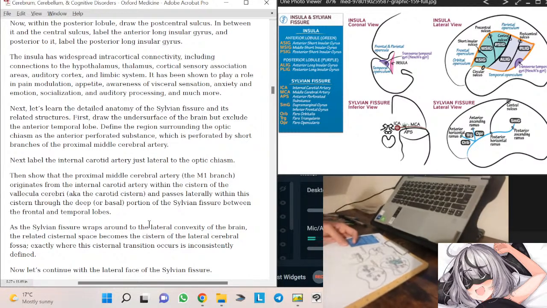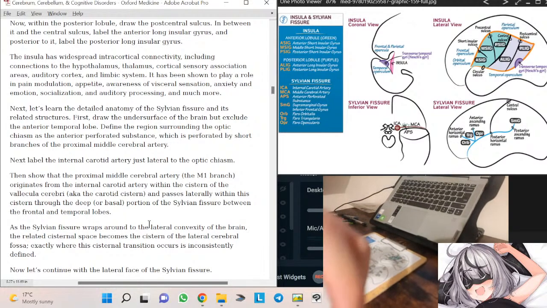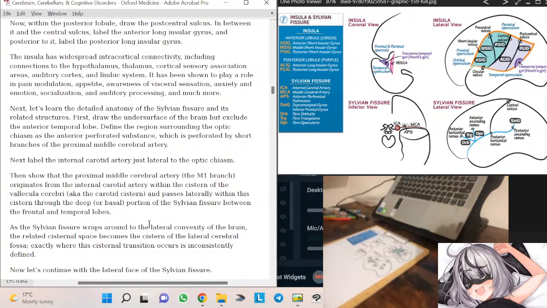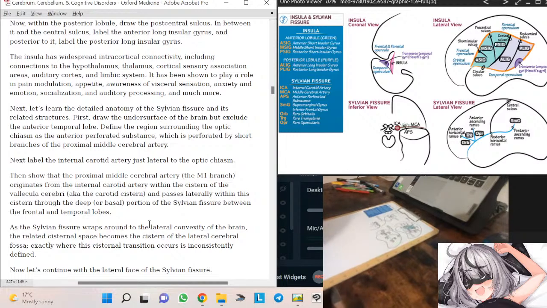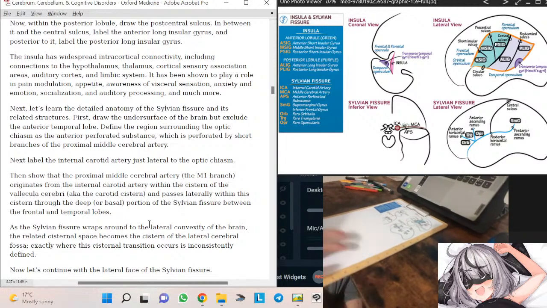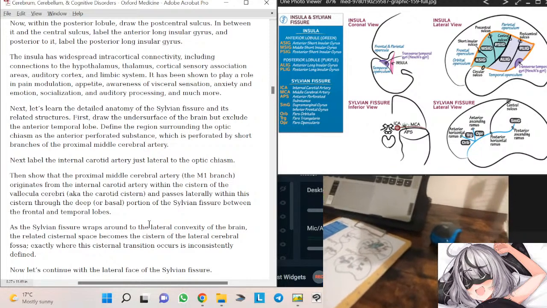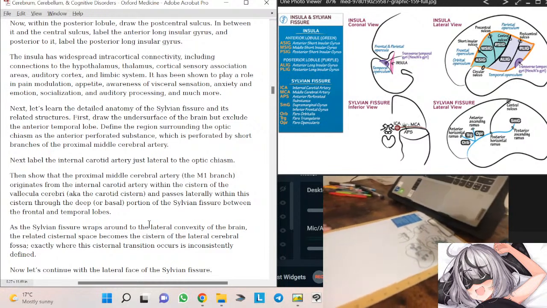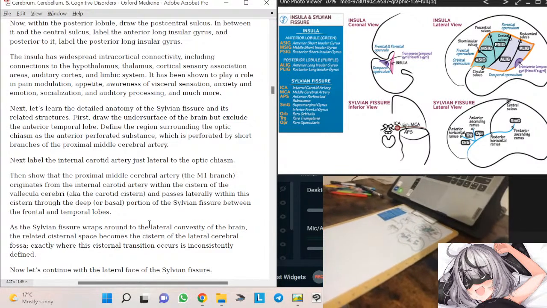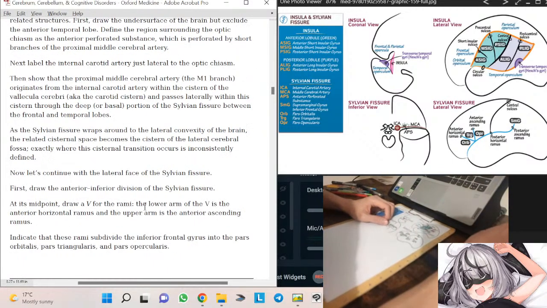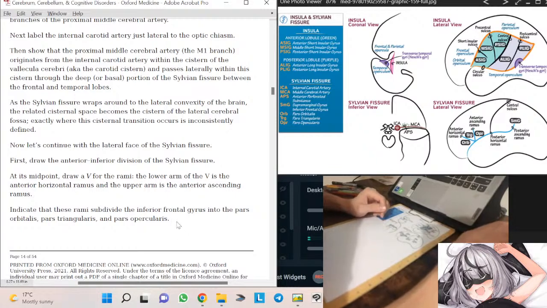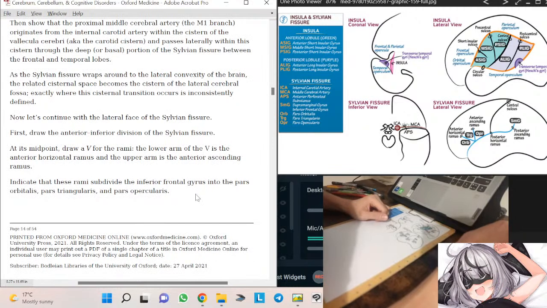Now, let's continue with the lateral face of the Sylvian fissure. First, draw the anterior-inferior division of the Sylvian fissure. At its midpoint, draw a V for the rami. The lower arm of the V is the anterior horizontal ramus, and the upper arm is the anterior ascending ramus. Indicate that these rami subdivide the inferior frontal gyrus into the pars orbitalis, pars triangularis, and pars opercularis.